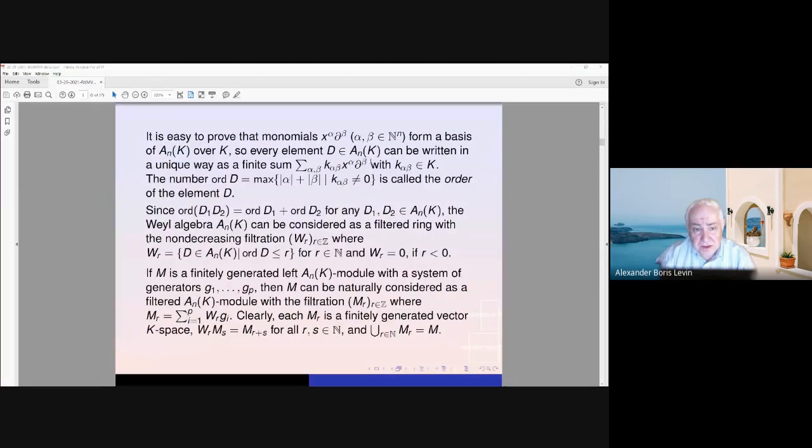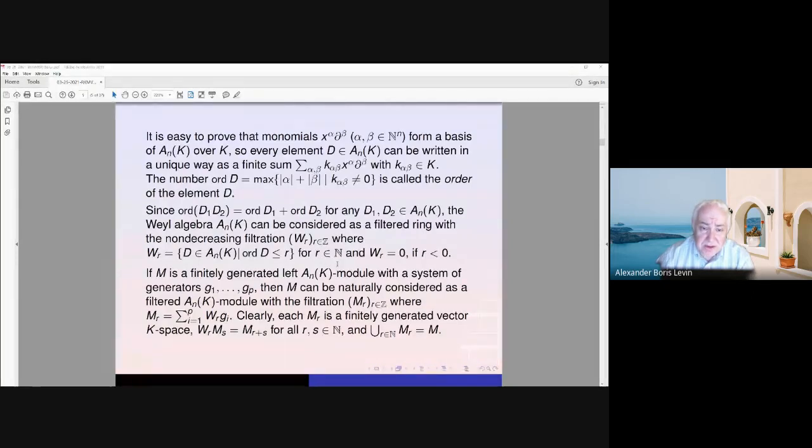It's easy to prove that these monomials form a basis of the Weyl algebra as a k-vector space. I would like to remind you that they don't commute, so it's a theorem and not so obvious. However, it's not hard to prove. Every element of the Weyl algebra can be written as such a linear combination of monomials, and the maximum order of monomials that appear with non-zero coefficients is called the order of D. Of course, you have this natural property of order: the order of a product is equal to the sum of the orders.